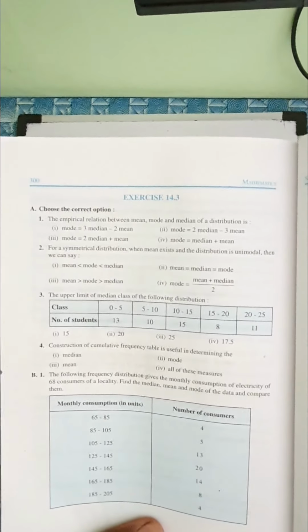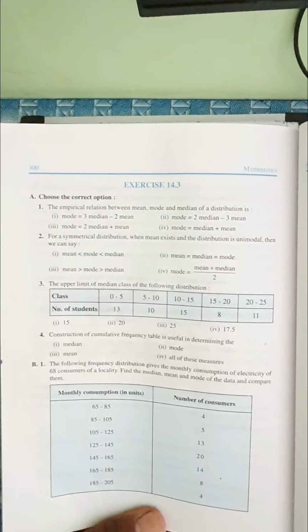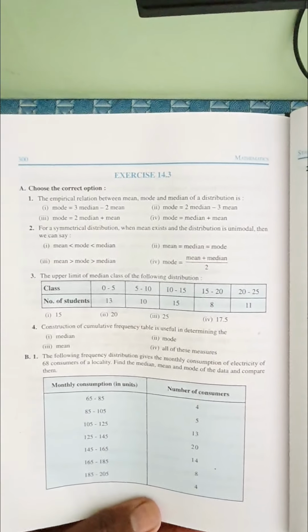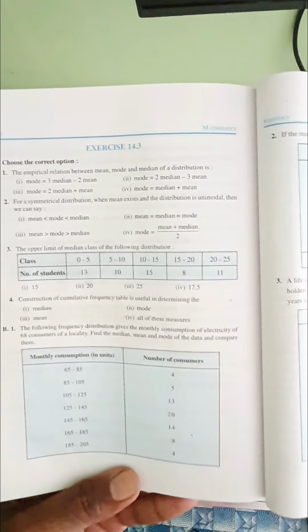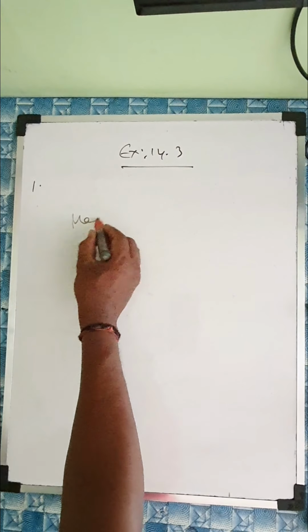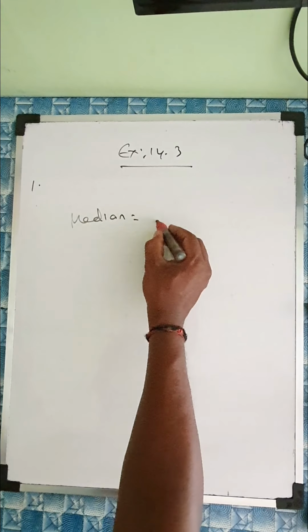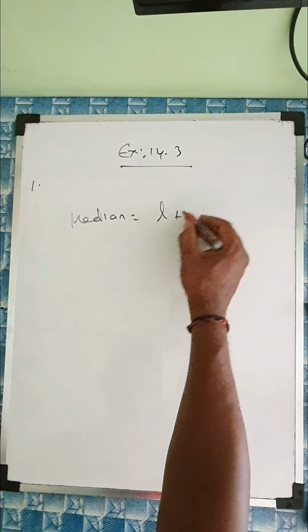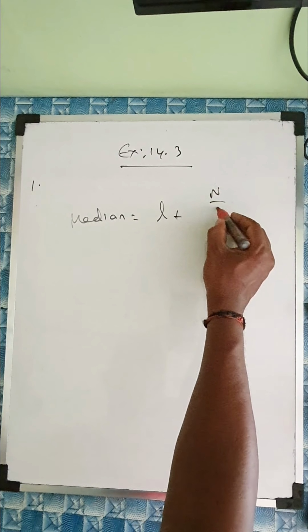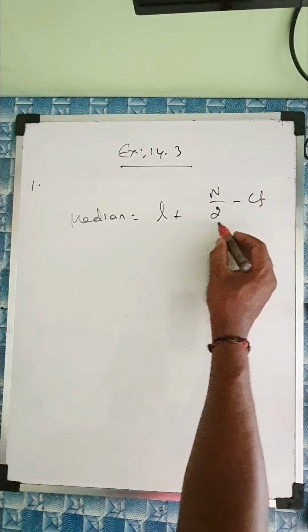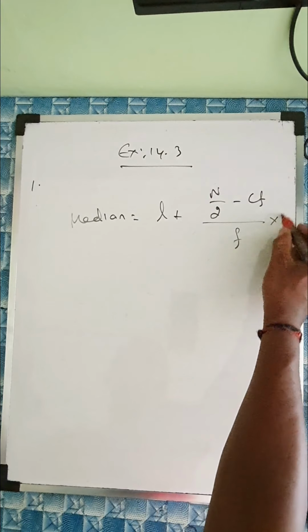Class 10 exercise 14.3. We are going to find now the median. Okay, so you can see the first question. Before that I'll give you the formula. Median equal to L plus, okay, n by 2 minus CF by F into H.